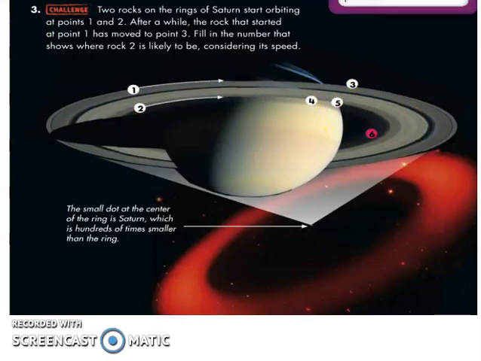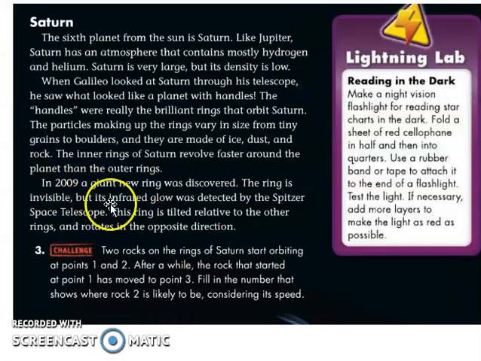Okay? Now, back to this one. In 2009, a giant new ring was discovered. The ring is invisible, but it has an infrared glow. It's like glowing in the dark. Okay? Now, they use a Spitzer space telescope to see this kind of ring.